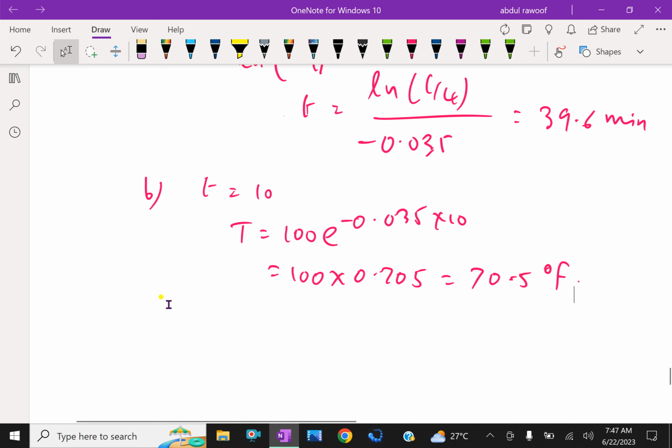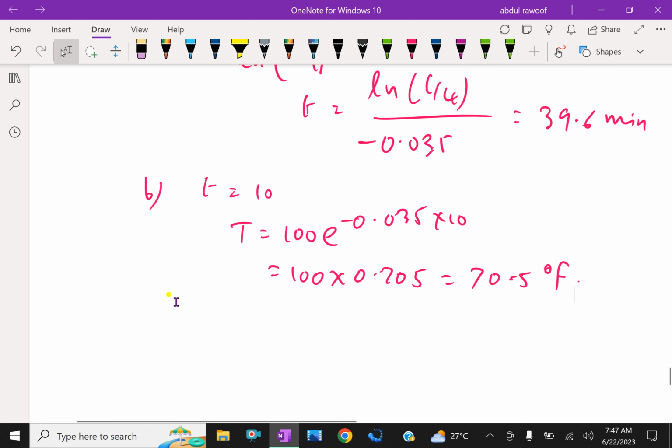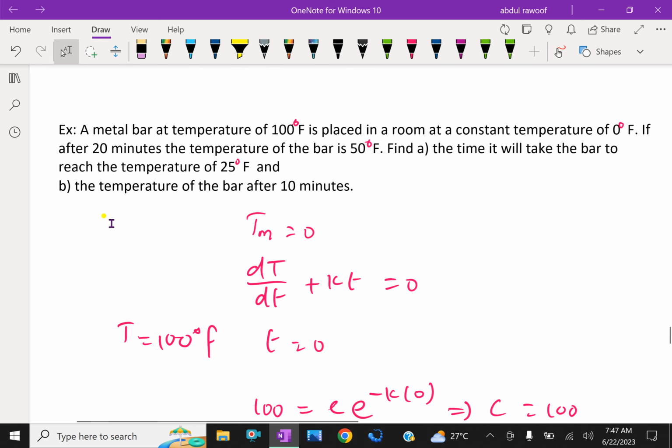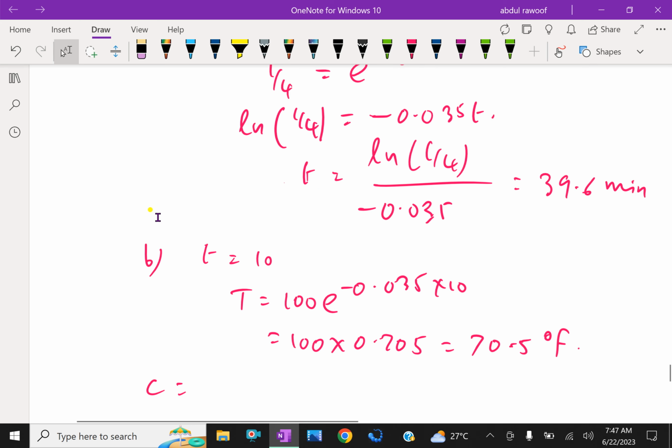Then third part, C. Then what is C here? Only two, that part is not here. It should be noted that the Newton's law is valid only for small temperature differences, as above calculations represent only a first approximation to the physical situation.